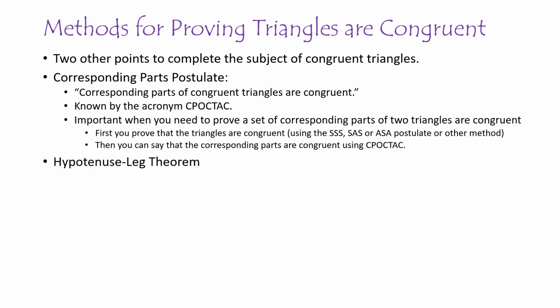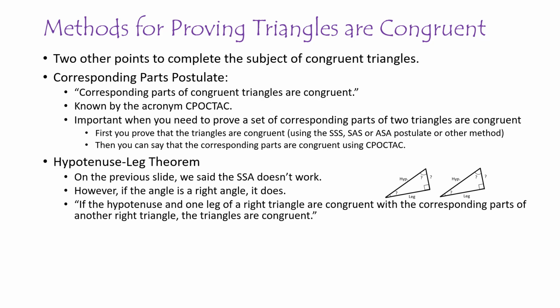Okay, the next thing we want to talk about is the hypotenuse leg theorem, and this is not a postulate; it's a theorem because it could be proven. And so on the previous slide, we said that side-side-angle didn't work, and we saw why. There was a counterexample. But in this case, if the angle is a right angle, it does work. And so we have a side, the hypotenuse, and then we have the leg, and then we have the angle, the right angle. These two are congruent, and the theorem says if the hypotenuse and one leg of a right triangle are congruent with the corresponding parts of another right triangle, the triangles are congruent.